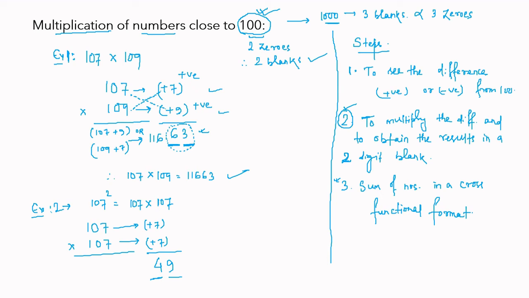The third step was to do the sum of the numbers in a cross format. In this cross format, we have 107 plus 7 and 107 plus 7. It's irrelevant which of these we do, because the result is still the same, it's 114. So the result that we obtained by the product of 107 and 107 is 11449. So do you see how perfectly you can solve the examples with numbers that are close to 100? The product of numbers close to 100 can be done with the help of these steps.